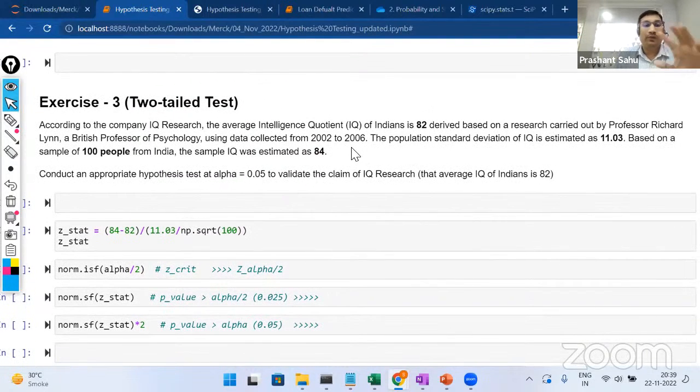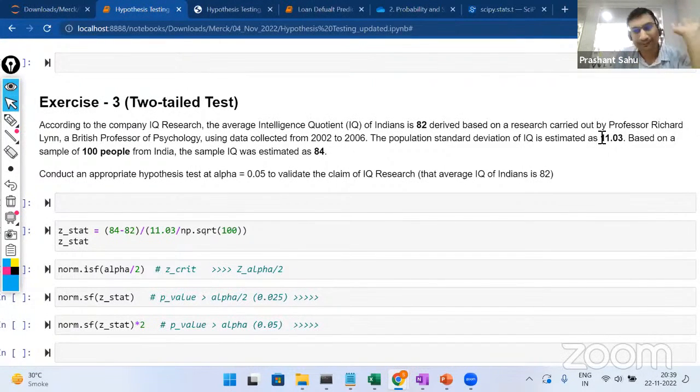So according to some IQ research company, again, a random name I have given, and these are again made-up numbers. The intelligence quotient of Indians is, let's say, 82, derived from some research by some random professor. The population standard deviation of this IQ is estimated to be 11.03.